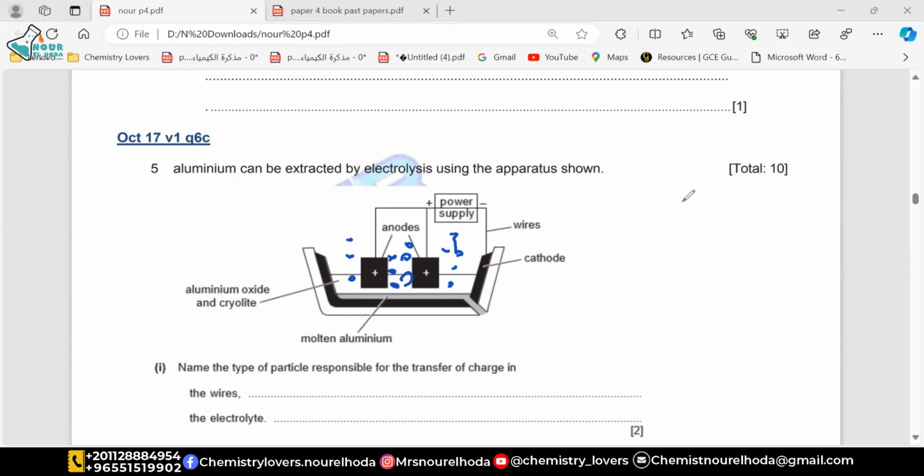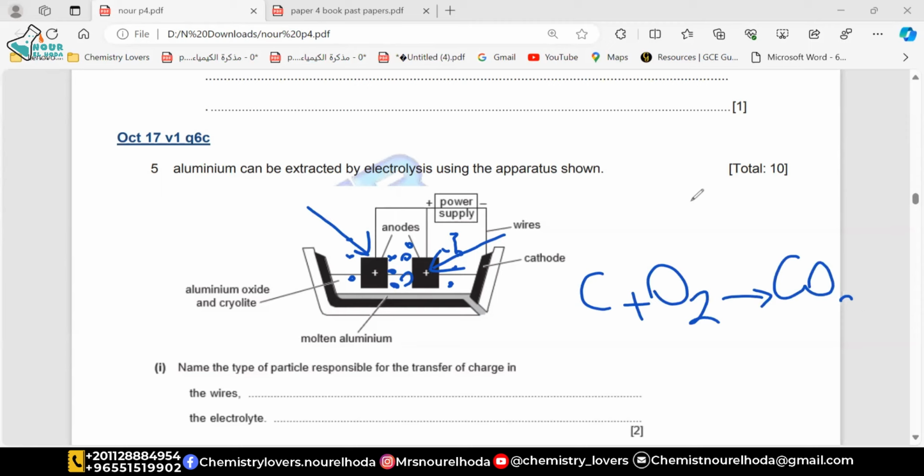But look, there's a missing part in your answer. What's the part? You need to say that the anode is made of carbon. Because the anode is made of carbon, it's going to react with the oxygen forming carbon dioxide. Sometimes the question is 2 marks, sometimes 3 marks. Your answer must be a full answer. So again, I will say it is going to form because the anode is made of carbon, so it will react with oxygen forming carbon dioxide.